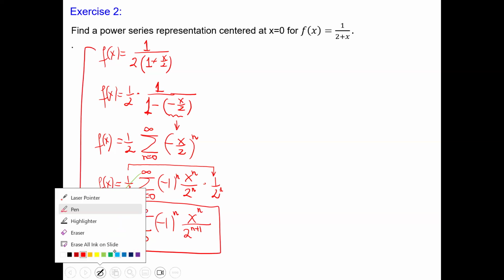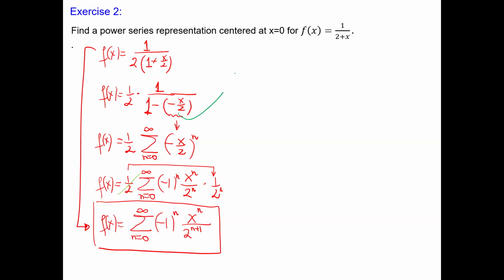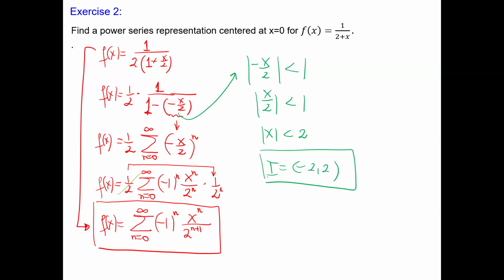This question is not asking for the interval of convergence, but let's just get it. This quantity must be less than 1. We may ignore negative. We may multiply by 2. Okay, that means the interval of convergence is between -2 and 2. Yeah, centered at 0. Perfect.